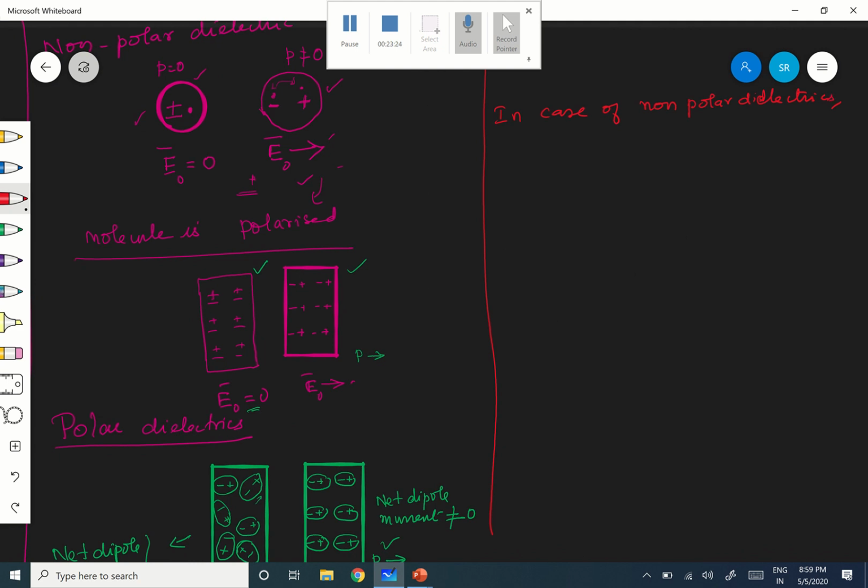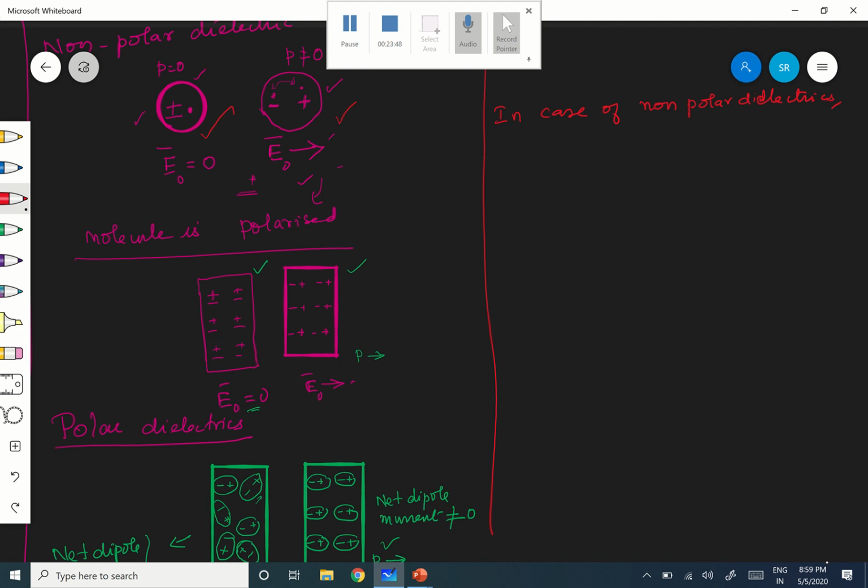dielectrics. Now I have a single molecule, one single non-polar molecule. In the presence of an external field, and in the presence of electric field, it acquires some dipole moment. And what is the direction? The dipole moment is in the direction of the electric field.